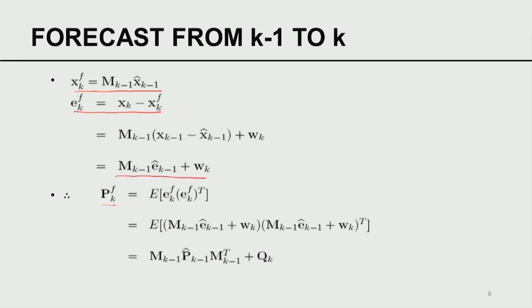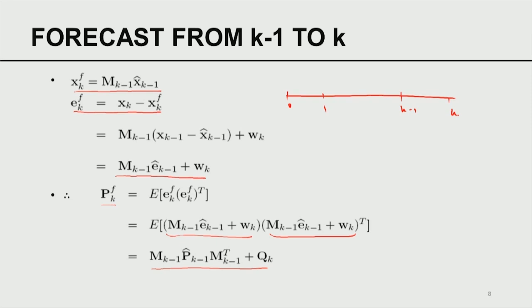Then this is the forecast covariance, which is the product of these two terms. Because the cross term vanishes, this is the expression for the forecast covariance. Look at this now: no data, only model. So I go from 0 to 1, I go from k minus 1 to k.